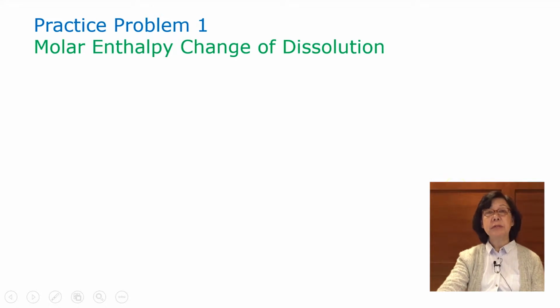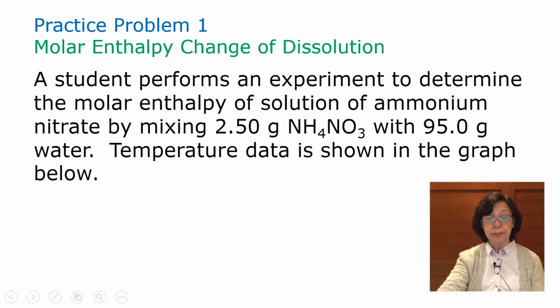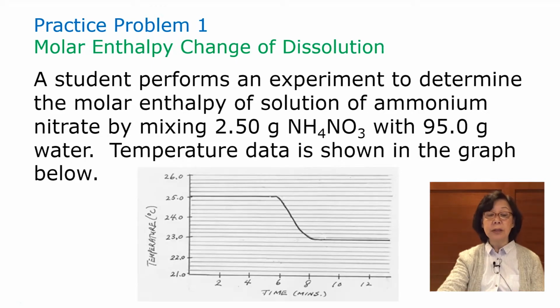Now we're going to try a series of problems today. One is the molar enthalpy change of dissolution. A student performs an experiment to determine the molar enthalpy of solution of ammonium nitrate when mixing 2.5 grams of it with 95 grams of water. The temperature data is shown in the graph below. Notice that the initial temperature was 25 degrees C, and finally it was 22.9 degrees C. Temperature went down.